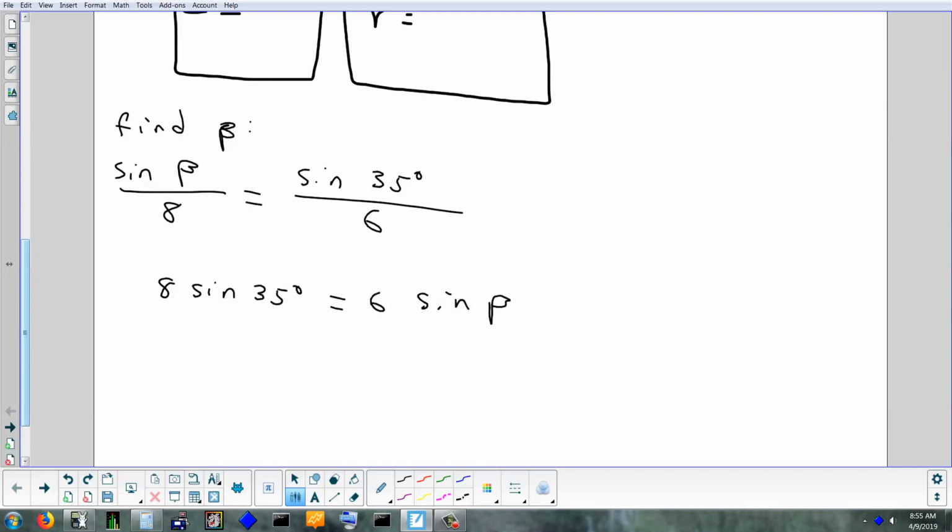Yep. So now we want to get beta by itself. Two things we've got to get rid of. Get rid of the thing that's furthest away first. So Aaron, what would I get rid of first here?